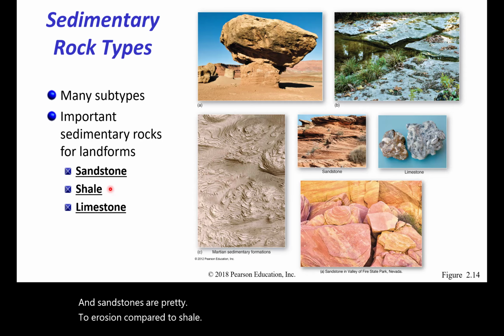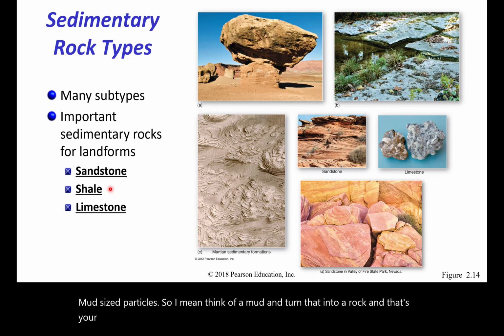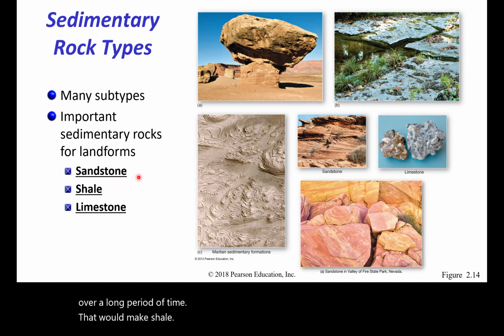Shale is a very soft rock. It has very thin, fine layers. It's made of mud-sized particles. So think of mud and turn that into a rock, and that's your shale. It forms in the water, with very fine particles settling out of that water over a long period of time. And again, it's very soft compared to sandstone.